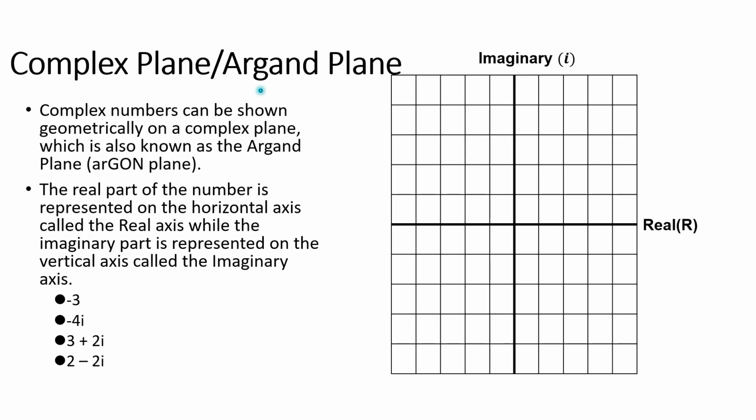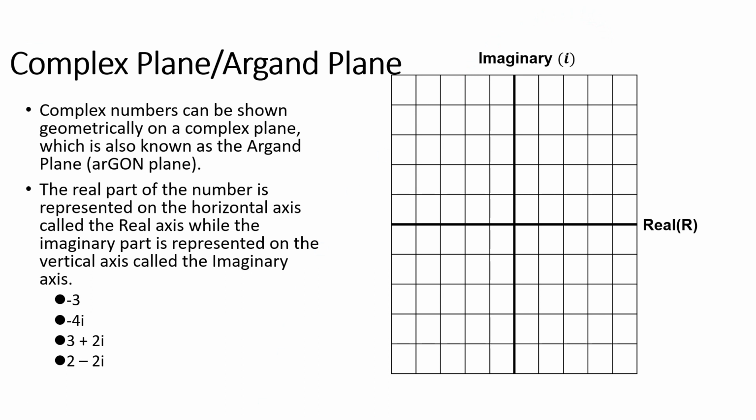Let us now look at the complex plane or the Argand plane. Complex numbers can be shown geometrically on a complex plane, which is also known as the Argand plane. The real part of the number is represented on the horizontal axis called the real axis, while the imaginary part is represented on the vertical axis called the imaginary axis.